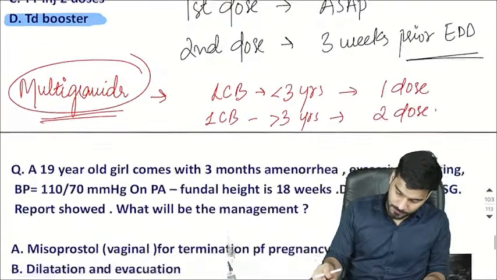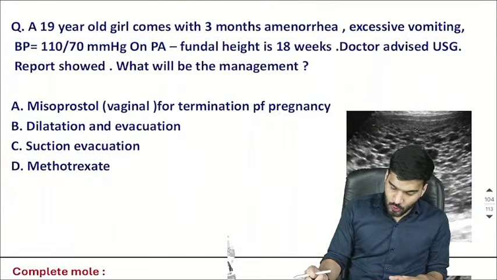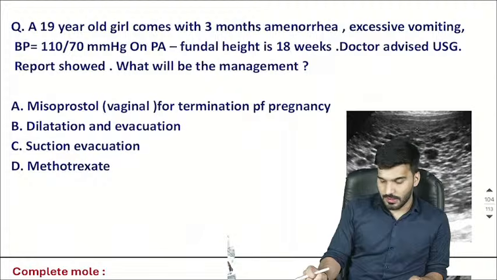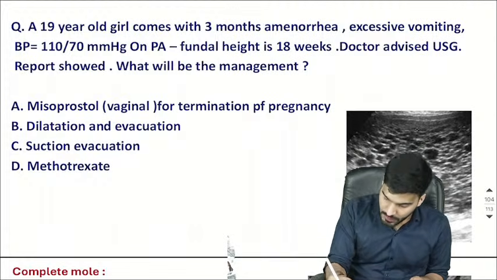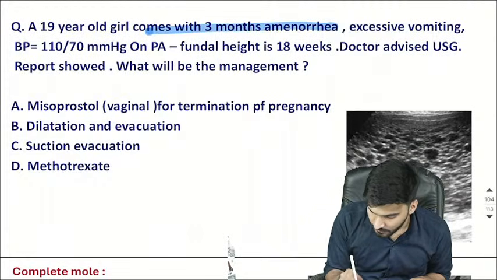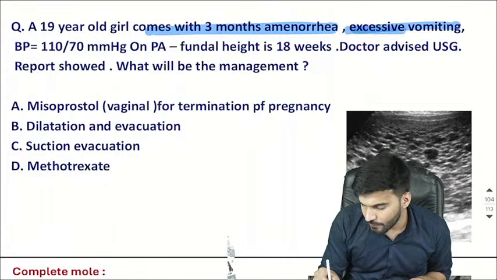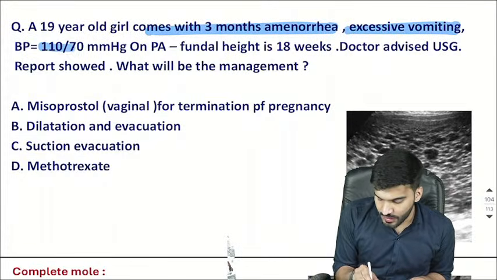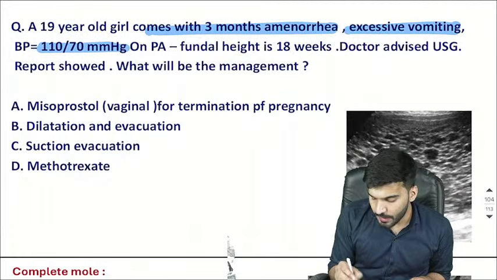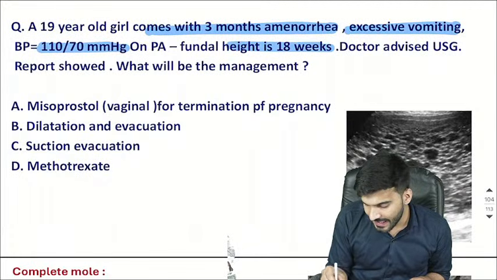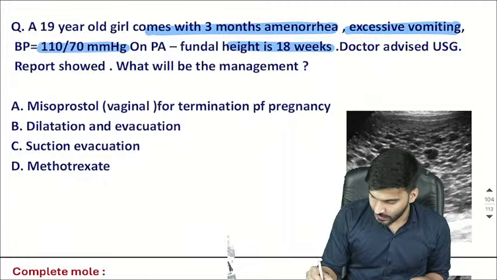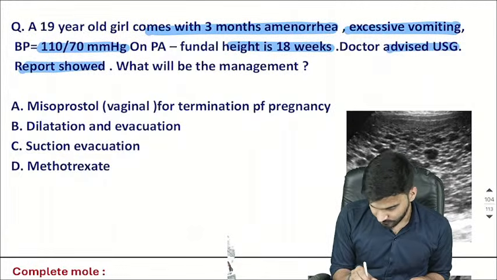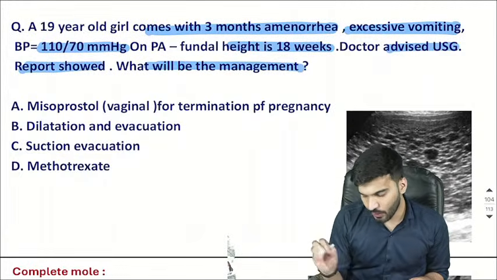Next question. A 19-year-old girl comes with 3 months of amenorrhea, and she's having excessive vomiting. The blood pressure is 110 by 70. On per abdominal examination, the fundal height is 18 weeks. The doctor advised the USG. The image is given below. What will be the management?